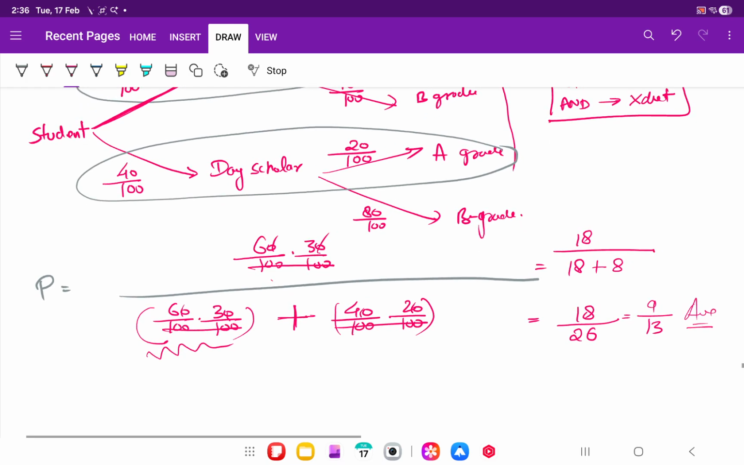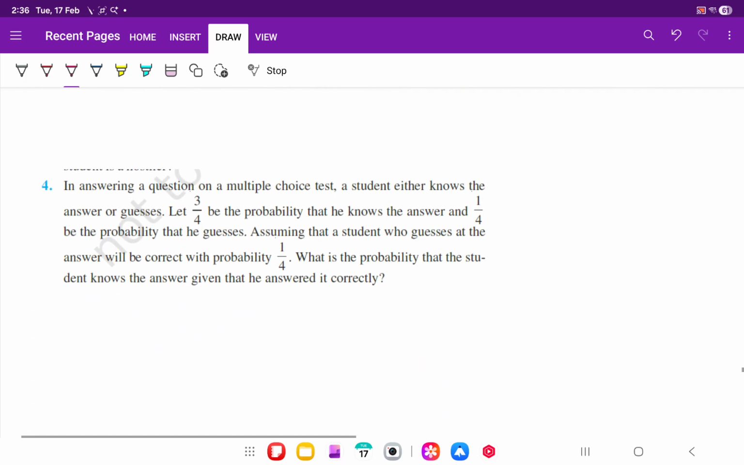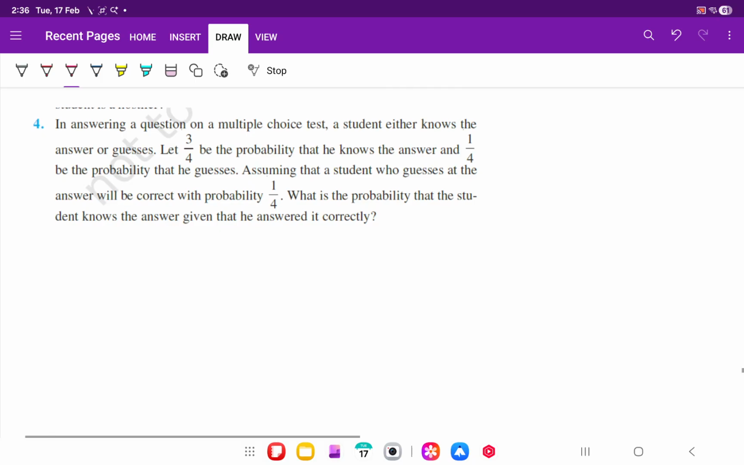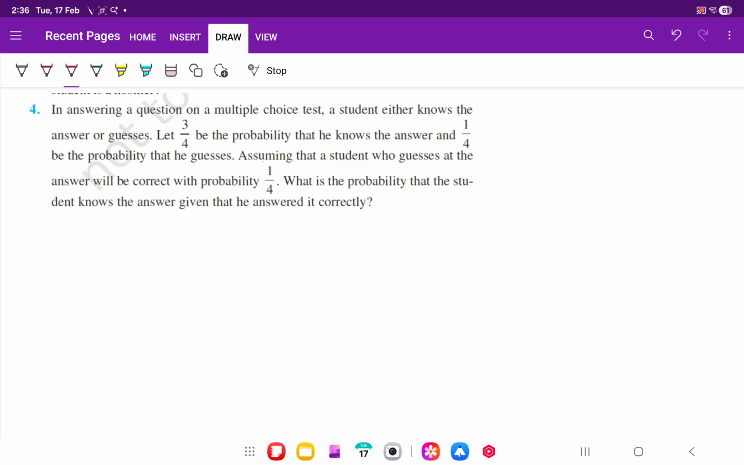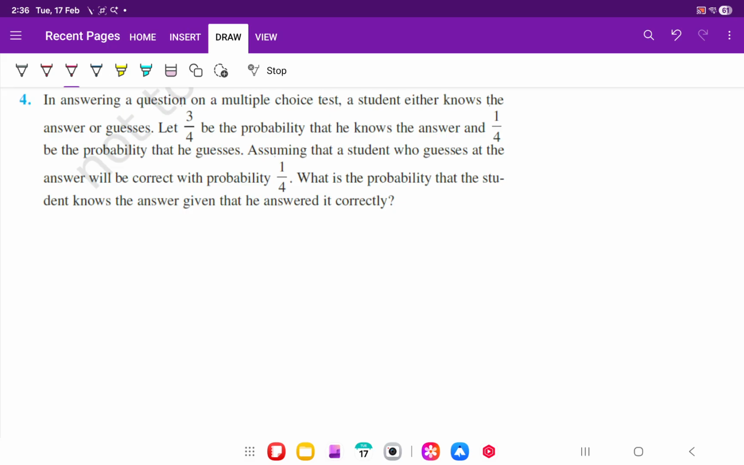Let's do the next question. Here is question 4. They have given answering a multiple choice question. This is an MCQ. Okay? A student either knows the answer or guesses. There are two possibilities. 3 by 4 is the probability that he knows the answer, correct? And 1 by 4 that he will guess. 25% chances he will guess, he doesn't know. Assume the probability that a student who guesses will be correct is 1 by 4.